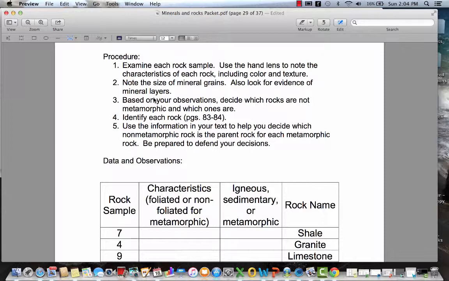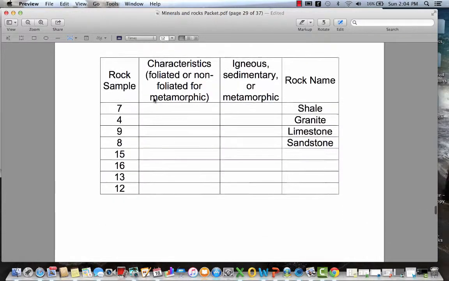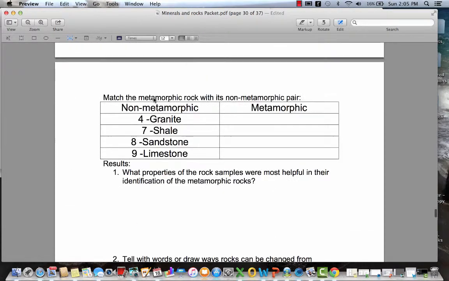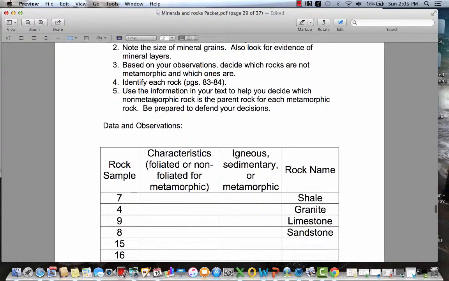You will identify each of the rocks based on pages 83 through 84. Or, last class, we glued in this right here. So you should have this dichotomous key in your lab notebook. You can also use this to identify rocks. You will use the information in the text to help you decide which non-metamorphic rock is the parent rock for each metamorphic rock. You should be prepared to defend your decisions.